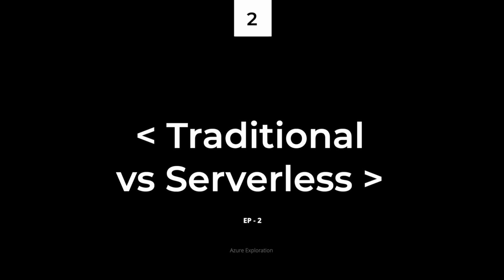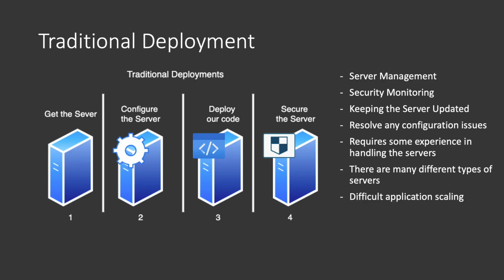So, what is the difference between traditional deployment and serverless deployment? We'll start with traditional deployment. As we can see here, in order for us to deploy our website or, for example, our application that we want to create on a normal server, what we need to do first is get the server and decide what type of server it is, if it's going to be Windows or Linux. And then once that's done, we need to actually do all of the configuration.